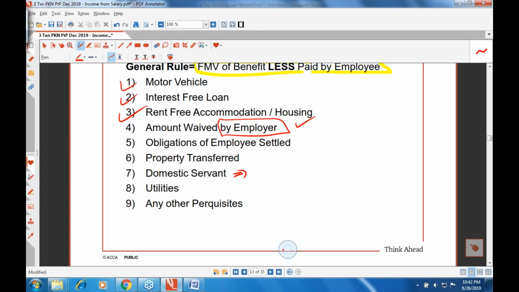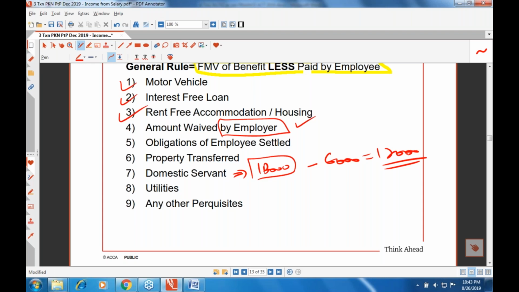Domestic servant. A lot of companies give their employees domestic servants like cooks or maids and drivers etc. So if you've got any domestic servants, then what happens is, for example, you are being given a maid whose fair market salary is 18,000 and you are required to pay 6,000 from your own pocket. So the remaining 12,000 is to be included in salary.